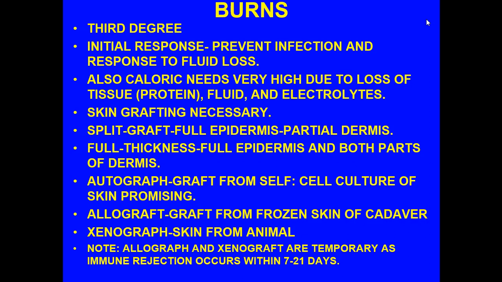But that's at that facility. It's not like you can basically go down to the Five and Dime and get it done. And there are special burn centers that just handle this. There's also an allograft, which is grafting tissue from frozen skin from a cadaver. And then xenograft. This is grafting skin from an animal. This was a big research effort, particularly in the 60s and 70s, but the problem that everybody dealt with was tissue rejection. And usually, allografts and xenografts are temporary, as immune rejection occurs within 7 to 21 days.